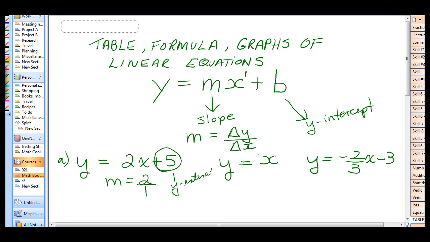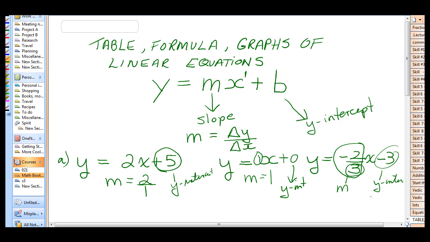Here we don't have anything in front of the x. If we don't have anything, it's a 1. So we have the slope 1, and we don't have a number after the x, so it means it's nothing or 0. So that's our y-intercept. And this one here, the number in front of the x is minus 2/3, so that's our slope. We can see here the change in y on top and the change in x on the bottom. And our y-intercept is minus 3.